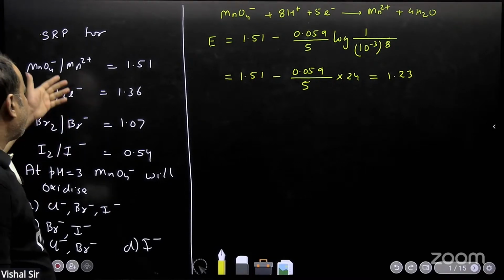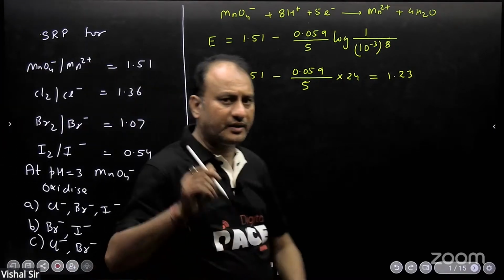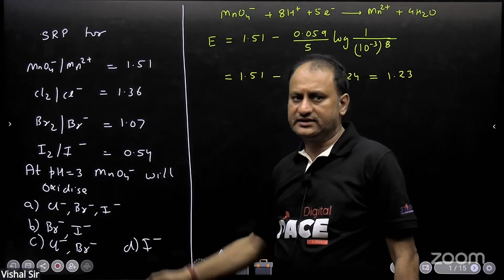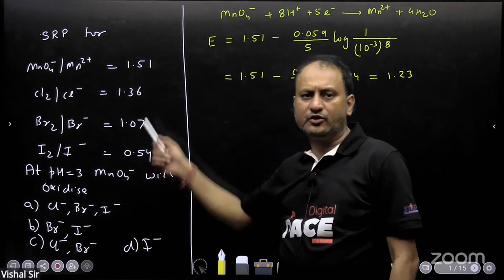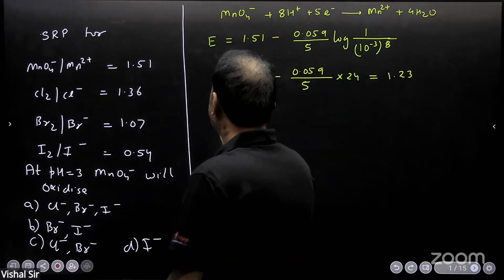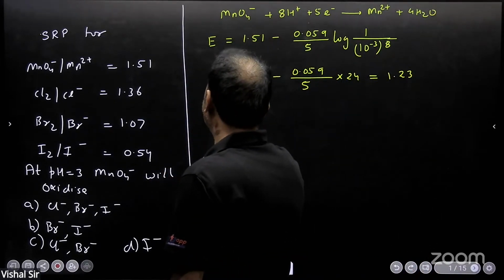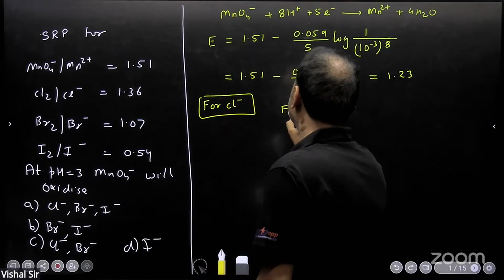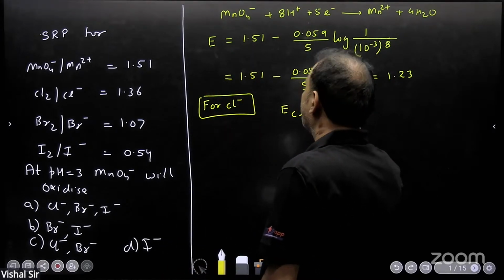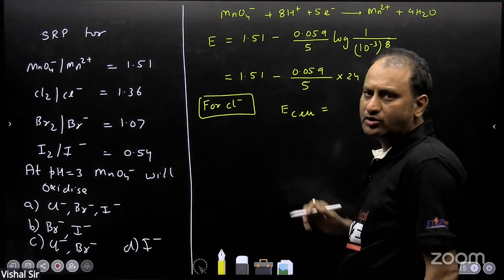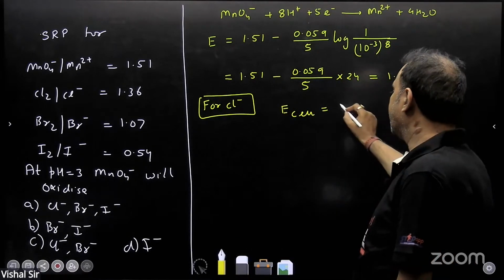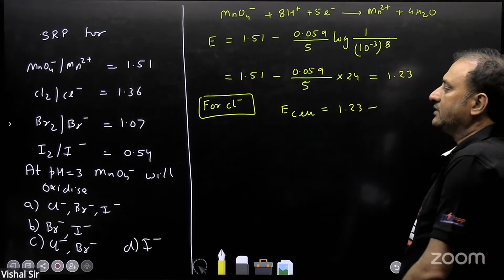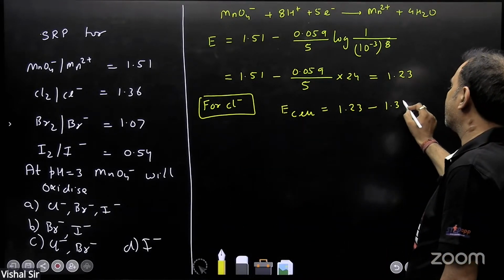So basically, in the cell here, permanganate should get reduced and one of them should get oxidized. Now these will act as anode and this will act as cathode. So for Cl minus, what will be E cell? SRP cathode. Cathode is permanganate. So 1.23 minus the reduction voltage of chlorine.